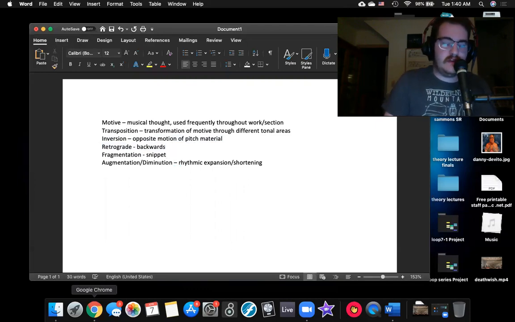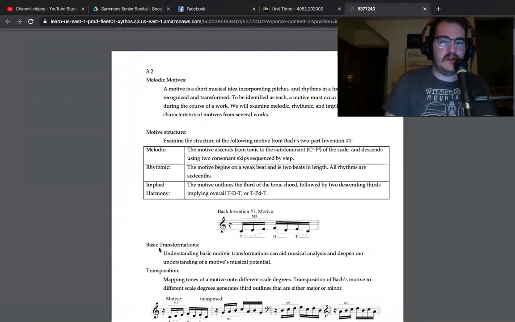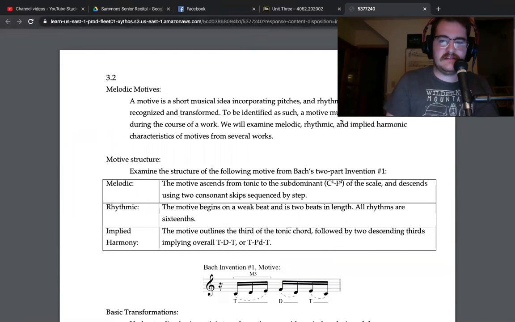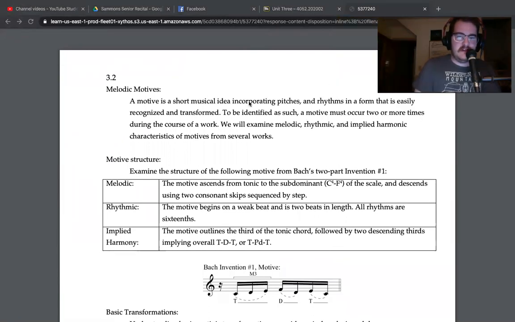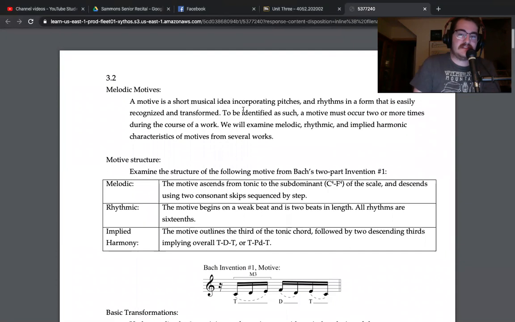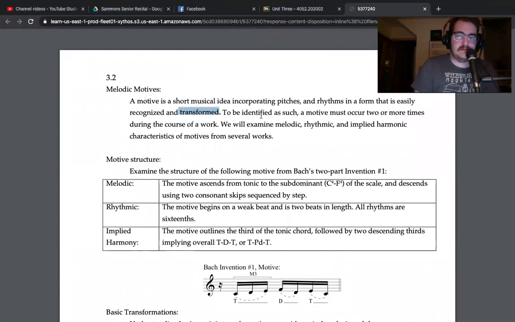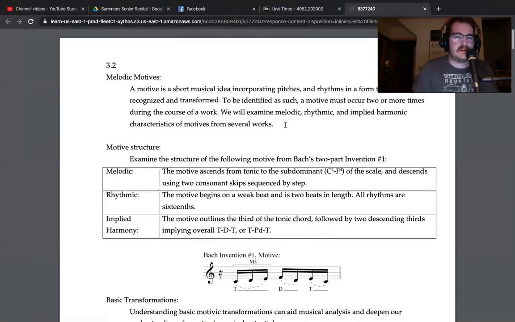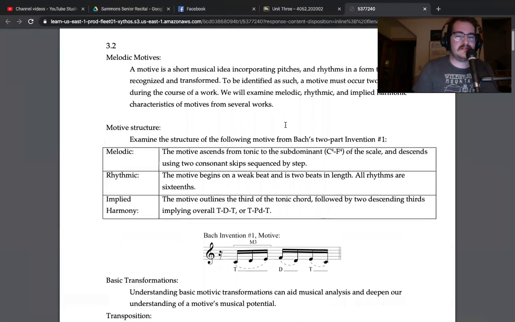I'm going to quickly shift over and we're going to look at some of these examples. In his book, Dr. Zanner says: a motive is a short musical idea incorporating pitches and rhythms in a form that is easily recognized and transformed. That's the big one. It must occur two or more times during the course of the work. We will examine melodic, rhythmic, and implied harmonic characteristics of motives through several works.